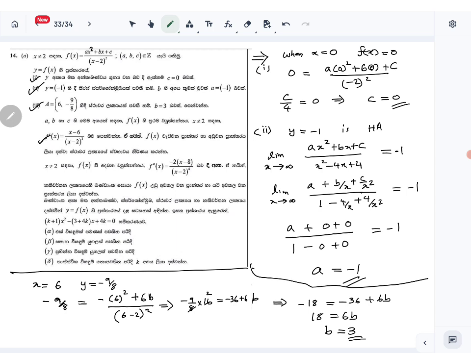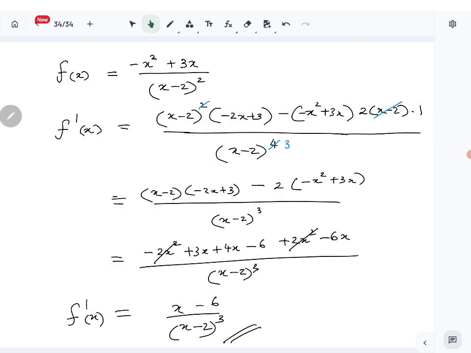Right, hence find the increasing and decreasing intervals and check the stationary point, whether it's a local max or min. Right, so we'll do that. Let's first find the critical values. So what are the critical values? x equals 6 and x equals 2. Right, those are the two critical values. You equate f dash to 0 and you get one critical value. f dash x equals 0, what do you get? x equals 6, and f dash x does not exist when x equals 2, right?